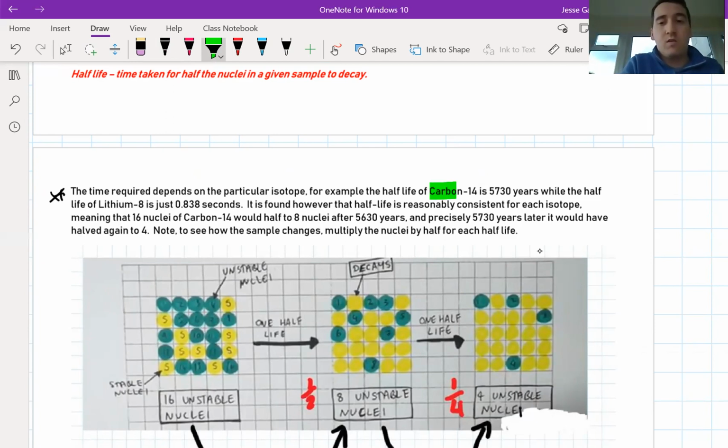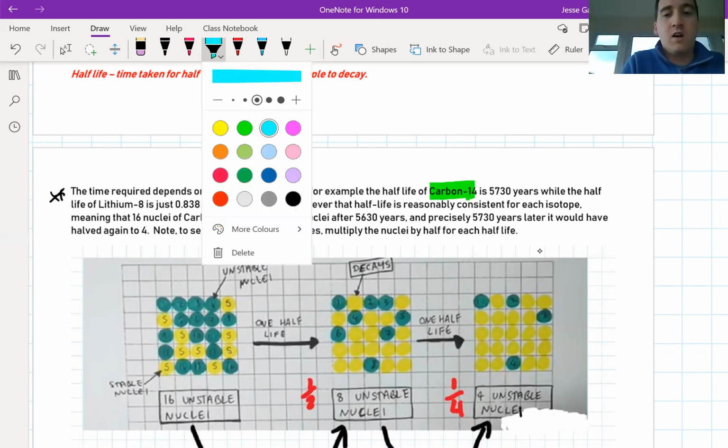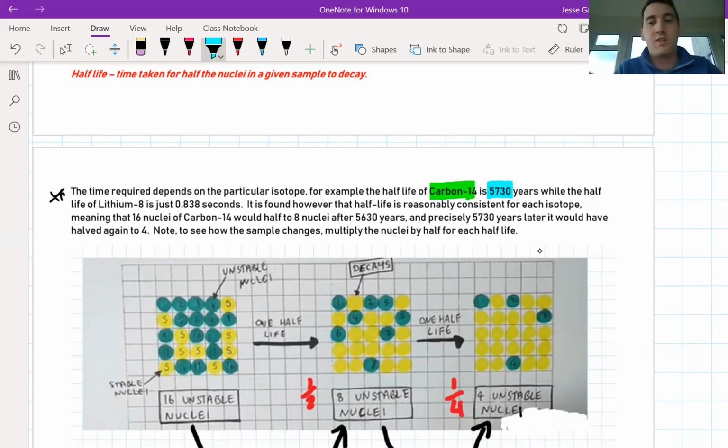So carbon-14, for example, its half-life is a very long 5,730 years. So that's how long it takes for a sample to decrease by half. So the rate for the nuclei to decay by half. If you had 1 million unstable nuclei in a sample, after 5,730 years, that would now be 500,000 unstable nuclei, and the rest were turned into stable nuclei.